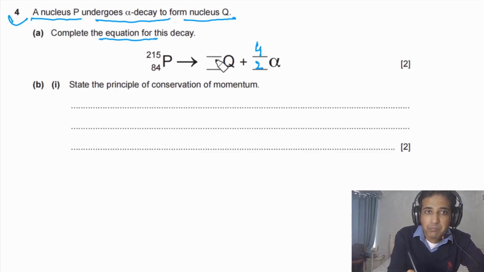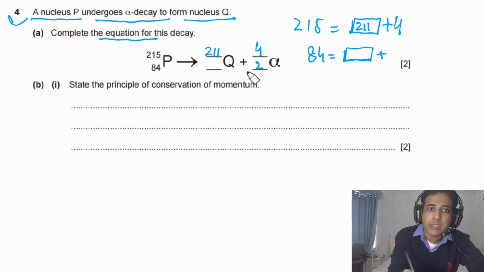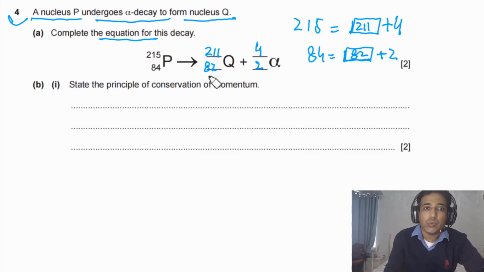Now we can find out the mass number of Q. We have 215, and this has to be equal to the mass number of Q plus 4. So this has to be 211. Here we can write down 211. Here we have 84, and this has to be equal to the charge of Q, meaning the number of protons in Q, plus 2. So this has to be 82. Q has 82 protons.